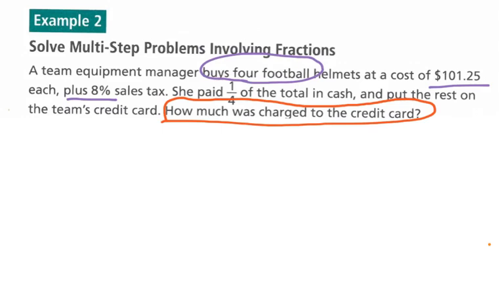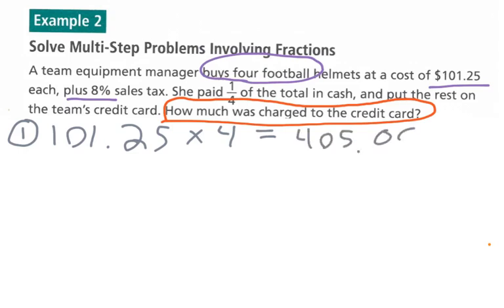So first of all, I know that $101.25 is the cost of 1 helmet, but she's buying 4. So my first step is going to take this cost of the helmet, and I'm going to multiply it by 4, because I need to know how much 4 of these helmets are going to cost. And so when I do that, I get $405 even. So 4 helmets is $405. Makes me glad I didn't play football. That is very expensive.